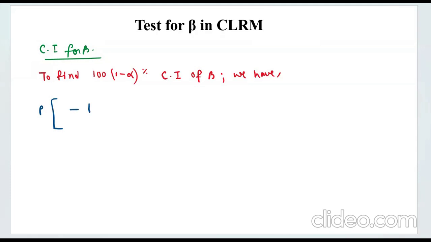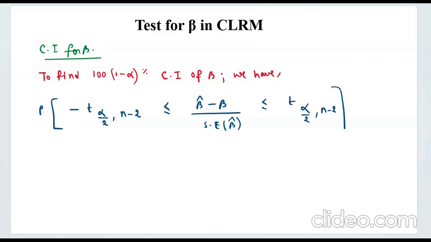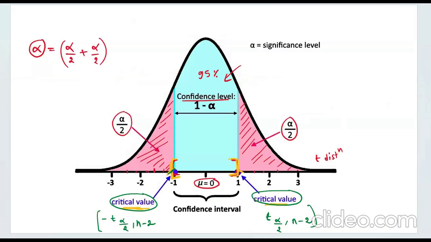Probability that -t alpha by 2, n minus 2 is less than or equal to your test statistic, which is (beta cap minus beta) over standard error of beta cap, which is less than or equal to t alpha by 2, n minus 2, is nothing but 1 minus alpha. So this will be clear from this picture. See, here you have total probability, which is 1, right? The area under this entire t distribution is 1.